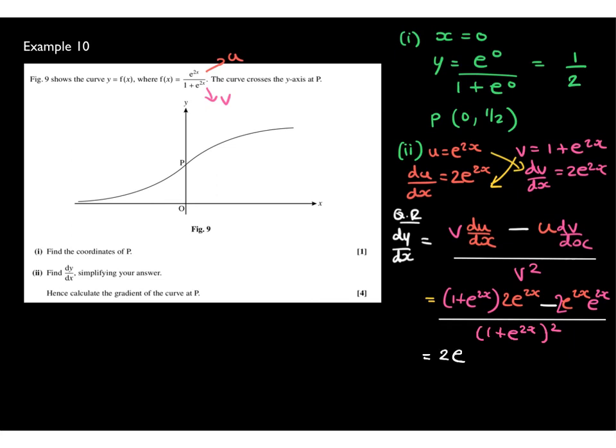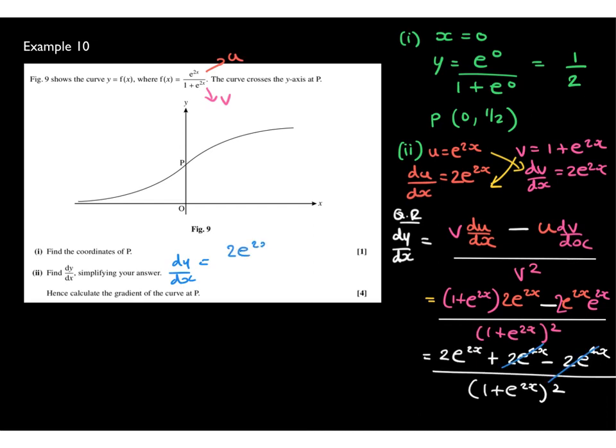So we have 2e to the 2x plus 2e to the 4x minus 2e to the 4x. And this has a final simplification in the numerator because these parts cancel out. 2e to the 2x over 1 plus e to the 2x all squared.